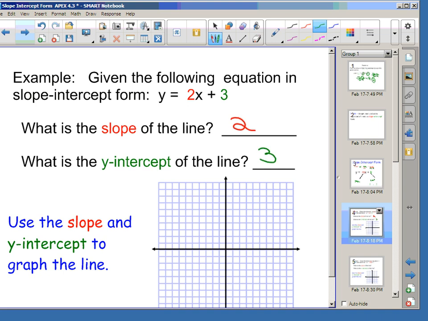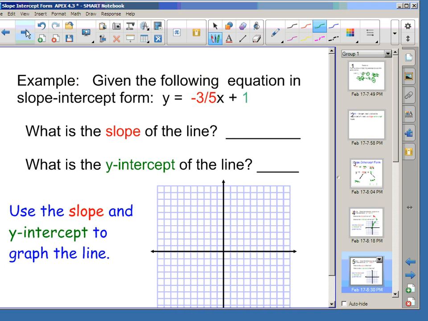All right, so go ahead and graph it. All we have to do is go to 3 on the y-axis, do a slope of 2, up 2 over 1, up 2 over 1. Done. You've just graphed a line in slope-intercept form.